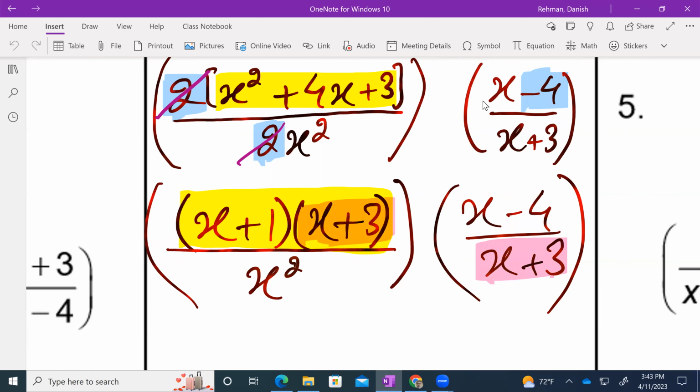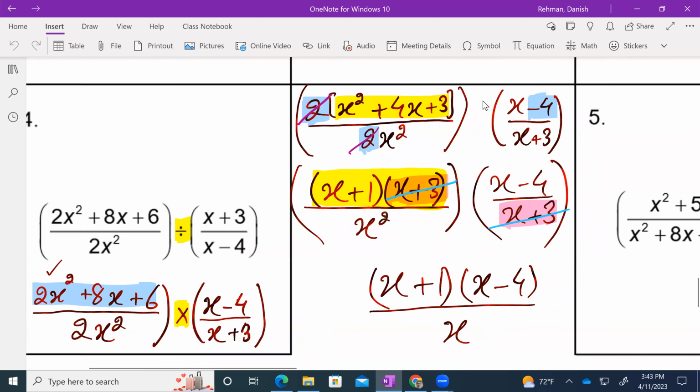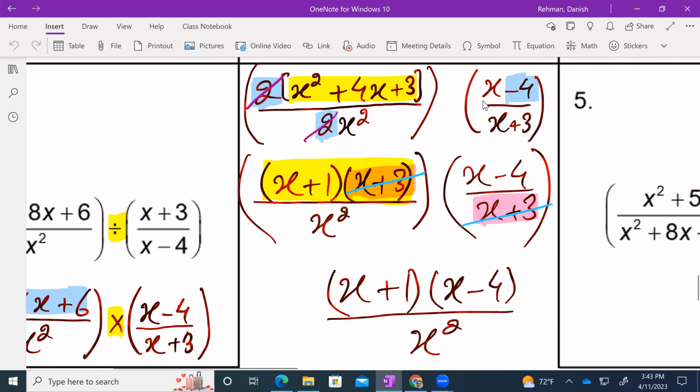Division will give me a 1. So I will cancel this x plus 3 with this x plus 3, and we are done. I don't need to simplify it further. That's my answer. How will I write it? I will write just the remaining things, whatever is left is going to give me my response. Oh yeah, you're right. Thanks for mentioning it. So whatever is left there will give me my answer. We are done.